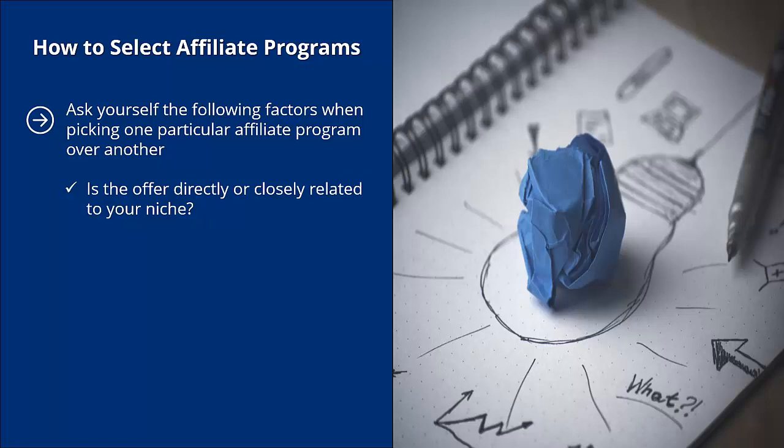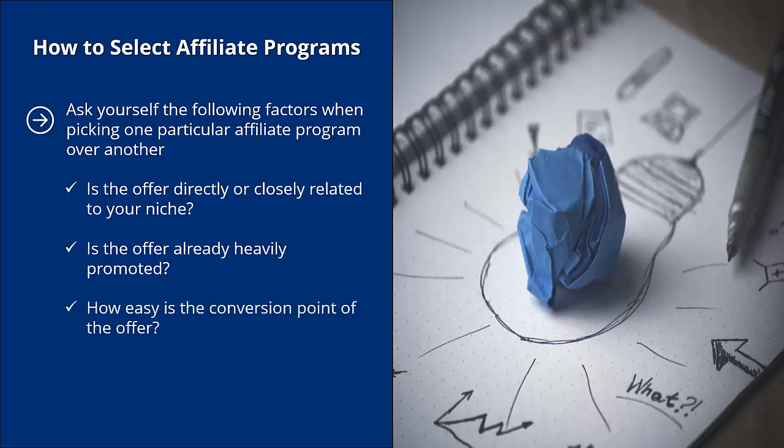Is the offer directly or closely related to your niche? Look at a program's offers, not necessarily the program itself. There are many programs that actually cater to many different niches. You have to look through their offers to see if there's something that tightly fits your niche. Is the offer already heavily promoted? Do a search for the name of the offer or the name of the company. Avoid saturated offers.